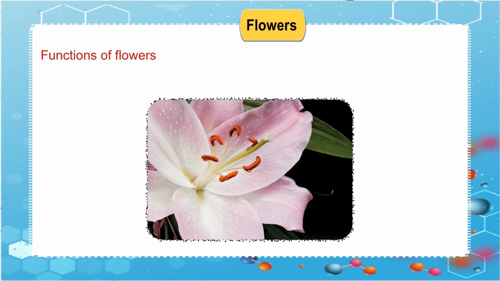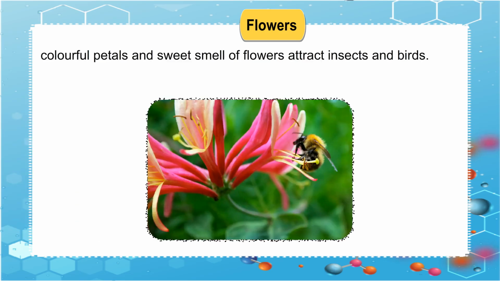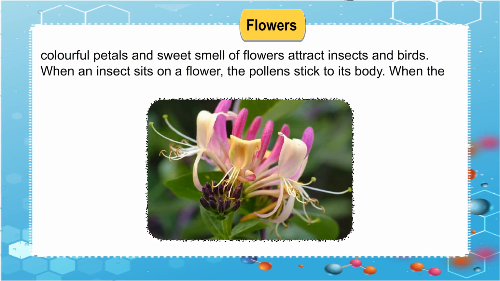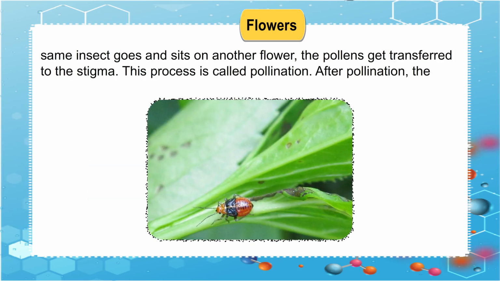Functions of flowers. Flowers help plants to reproduce by forming fruits and seeds. The colorful petals and sweet smell of flowers attract insects and birds. When an insect sits on a flower, the pollen stick to its body. When the same insect goes and sits on another flower, the pollens get transferred to the stigma. This process is called pollination.